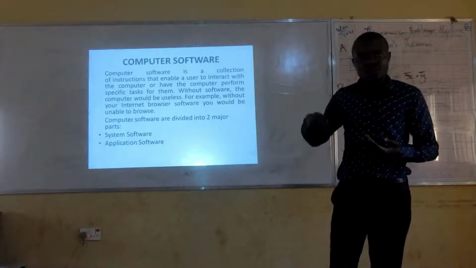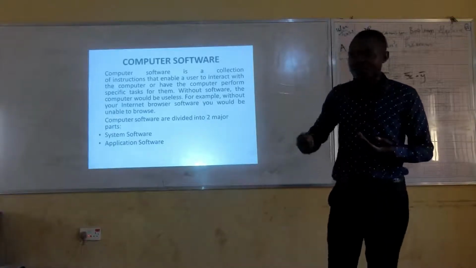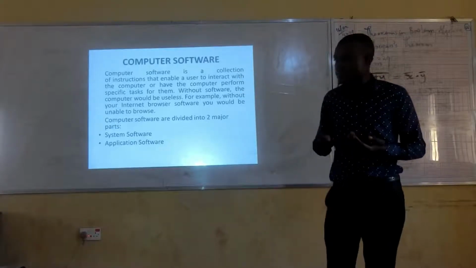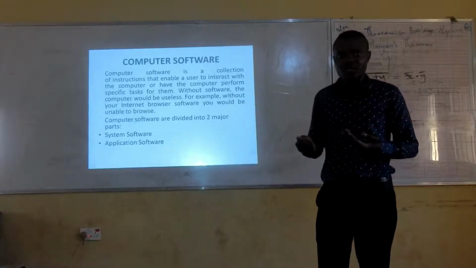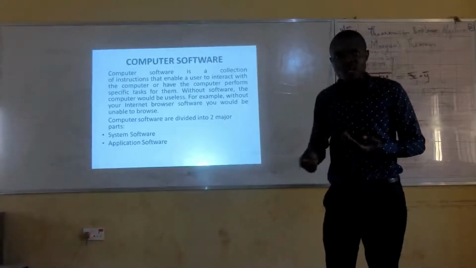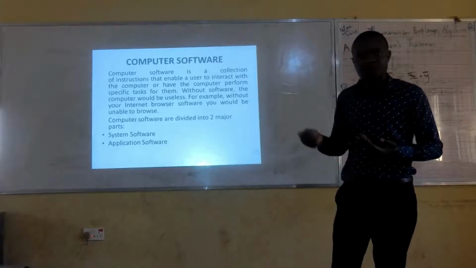Some major examples of system software are the operating system, which serves as intermediary between the system, the user, and all other application software that are to be installed. We also have the translator, we have the device driver, we have the utility, and so on and so forth.